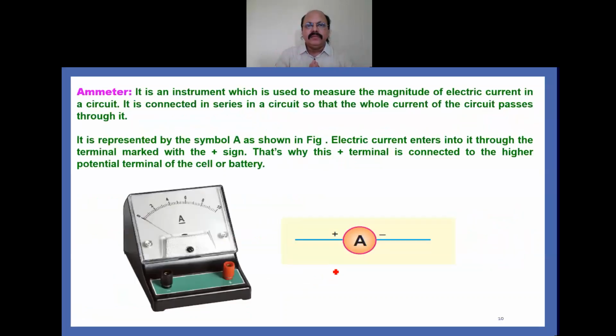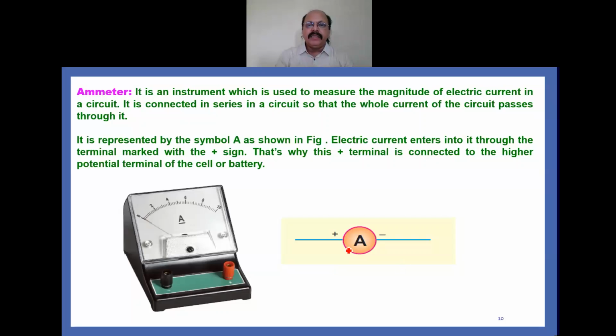Now what is an ammeter? You must have a little bit of an idea, although you have already studied this in the lower classes, but still here you must understand. An ammeter is an instrument which is used to measure the magnitude of the electric current in a circuit. The galvanometer is an instrument which is used to detect the direction of current, right? And here the ammeter is used to measure the magnitude of the electric current. It is connected in series in the circuit so that the whole current of the circuit passes through it.